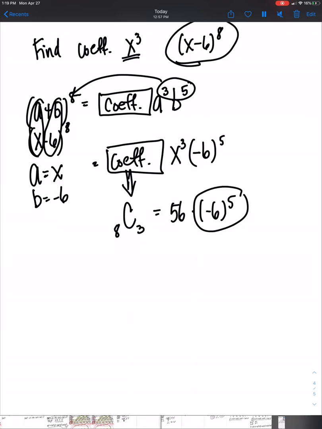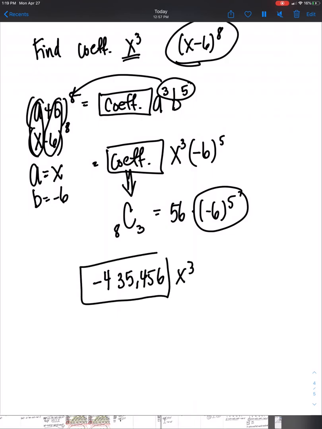So this is going to be a negative number, because negative 6 to the 5th power is going to make it a negative number. So negative 435,456 x to the third. There's my coefficient. Okay, so hopefully this is pretty straightforward. Let me know if it's not. I'm going to do one more example, I think, off of your homework.